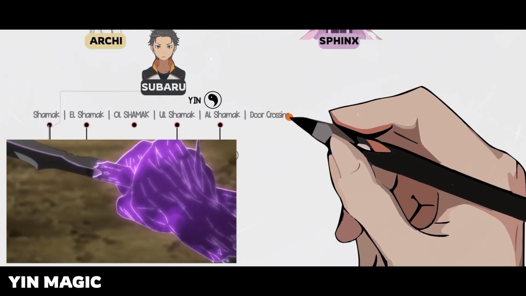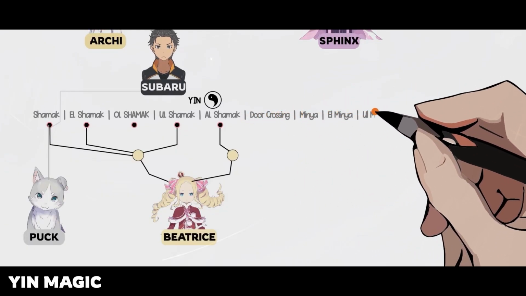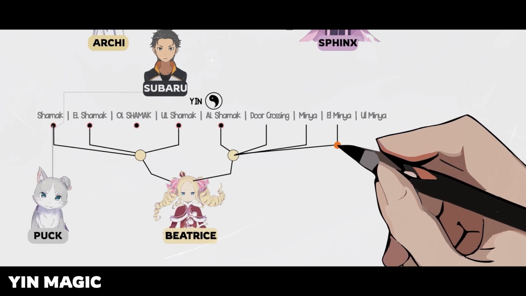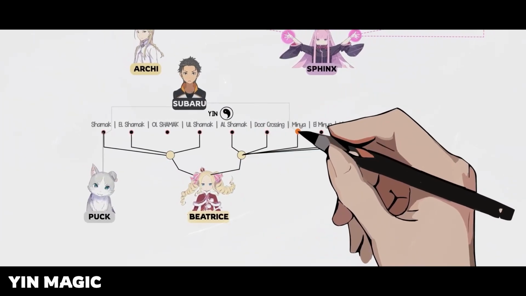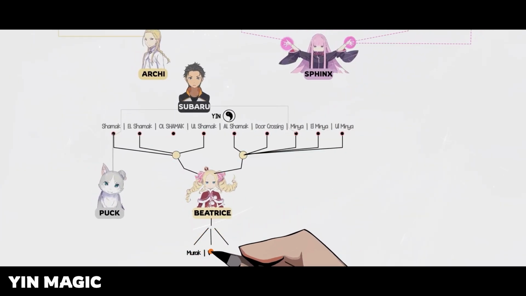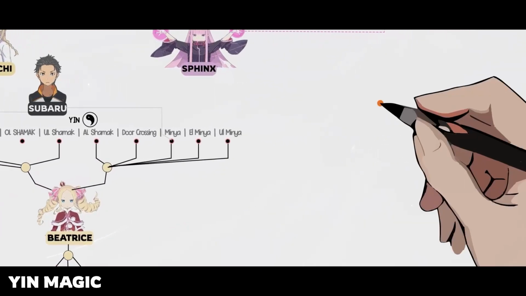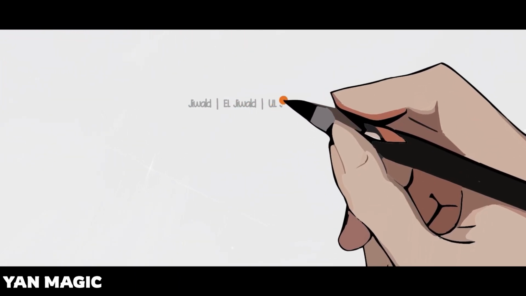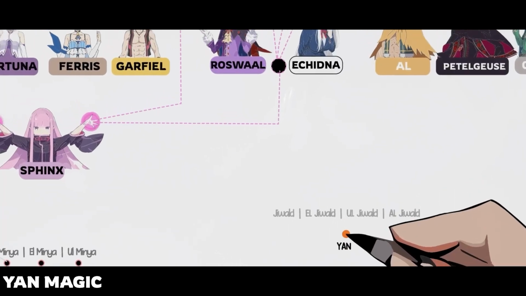Ul Minya creates a purple ring of light around the target that binds and spreads across their body. Yin Magic also includes the Murak spell, which reduces the effects of gravity, and Vita, which amplifies gravity. El Vita is a more powerful version of Vita.